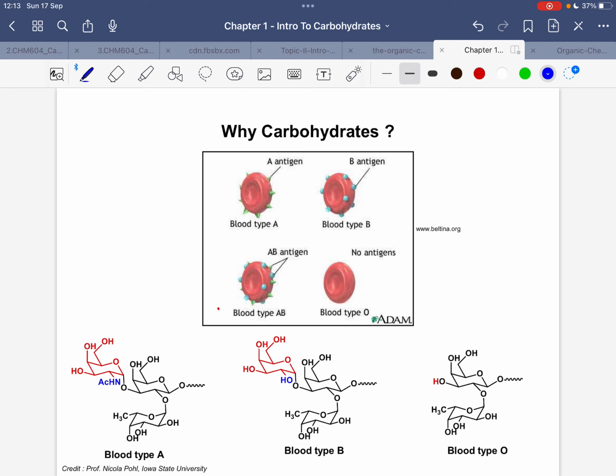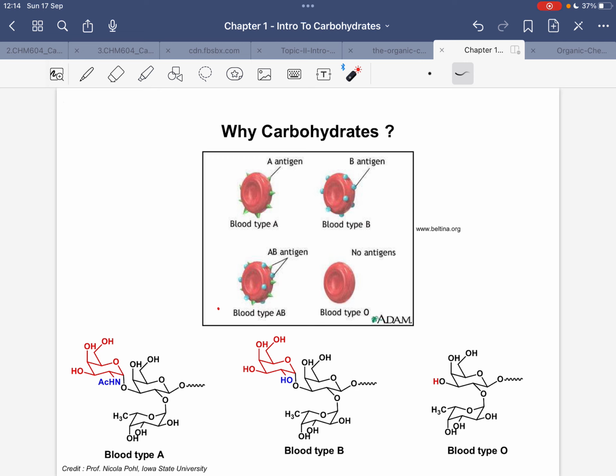First things first, nganong kailangan man nato sa diyan ng carbohydrates? Well, typically, carbohydrates kay isa siya sa mga primary metabolite na importante kaayo sa atong life. First of all, ang carbohydrates, siya ang responsible nga naay unique identity ang atong dugo. We have four types of blood. Naay blood type A, naay blood type B, AB, and type O. And ang unique feature aning each of these blood types is actually the sugar component.